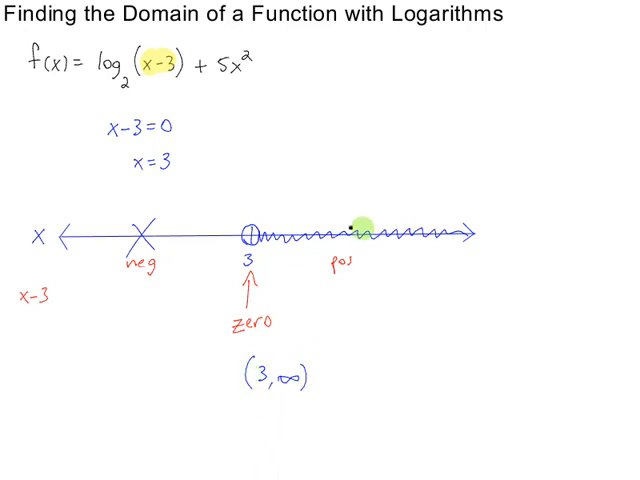And you might try some numbers from this region in this function and see that it makes sense. And you might try some numbers from this region and see that they don't work, and you might even try 3 to see that it doesn't work, to verify that this is the correct domain for this function.